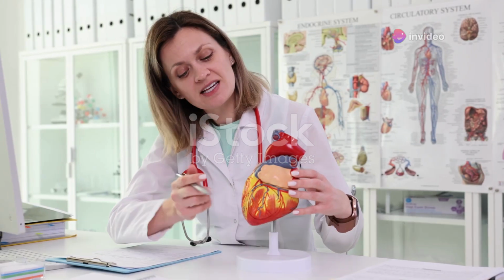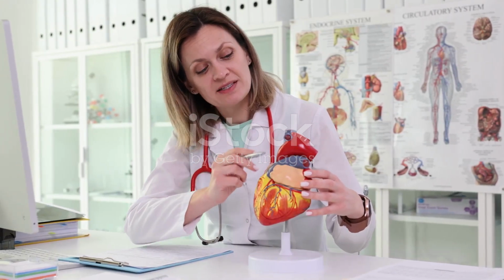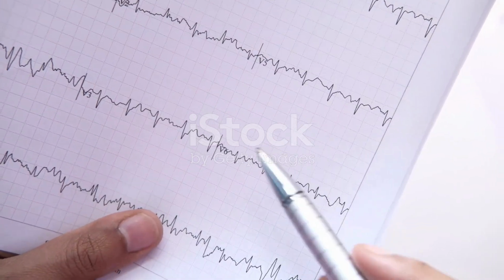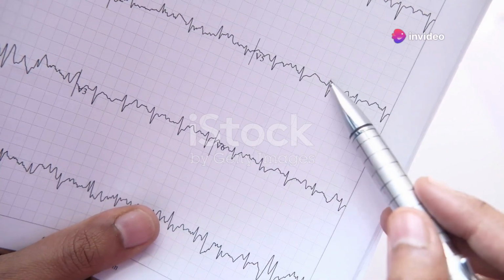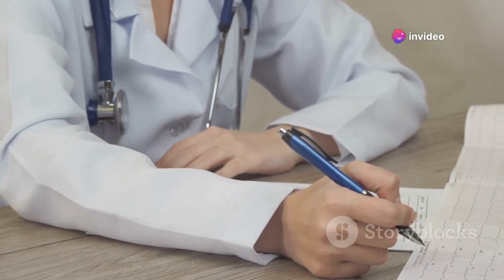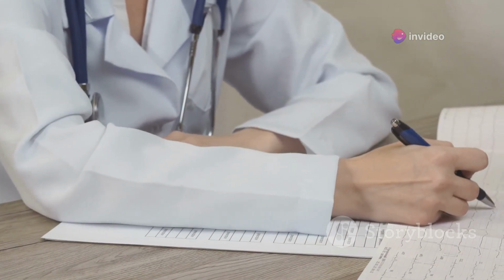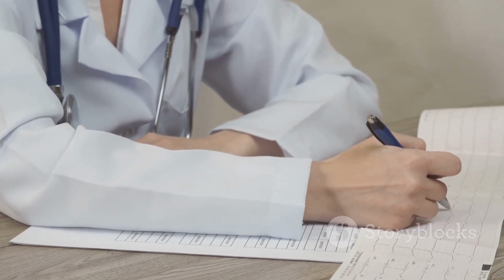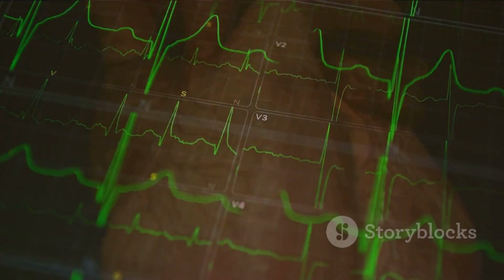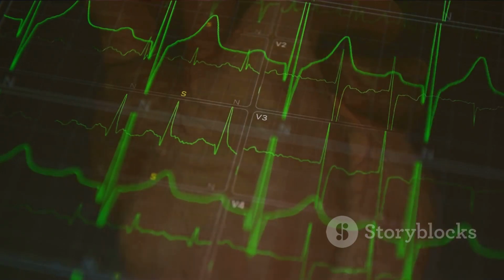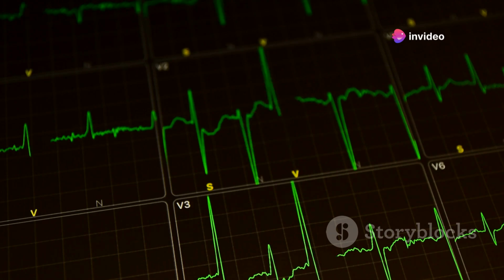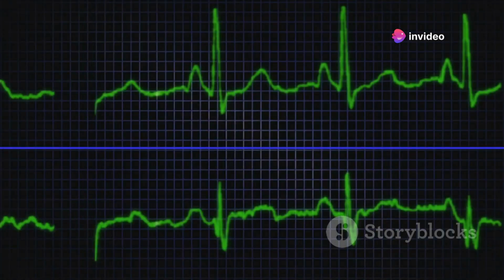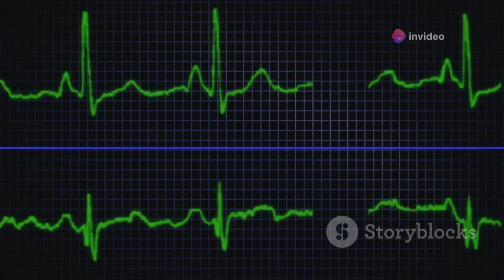The heart's electrical system is responsible for generating the impulses that make the heart beat. This system includes the sinoatrial node, the atrioventricular node, the bundle of His, and the Purkinje fibers. Each heartbeat starts with an electrical signal from the SA node, the heart's natural pacemaker. This signal travels through the atria, causing them to contract and push blood into the ventricles. The signal then reaches the AV node, where it is briefly delayed. This delay allows the ventricles time to fill with blood before they contract.